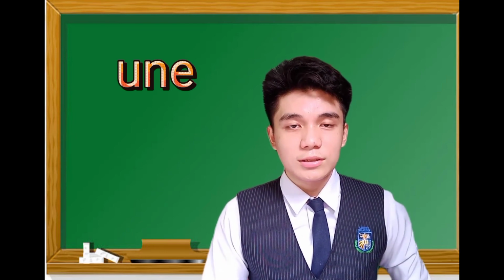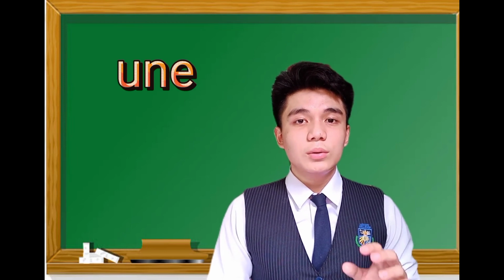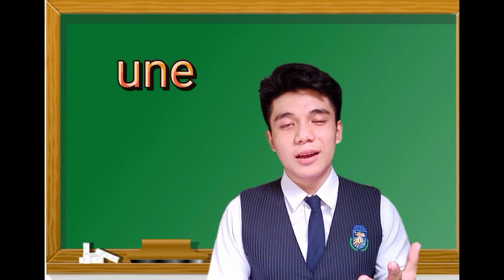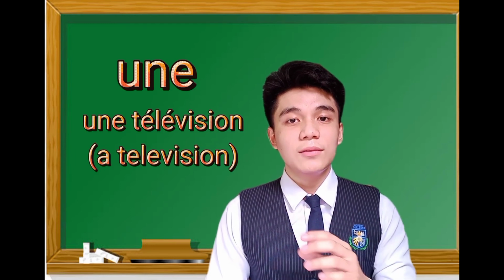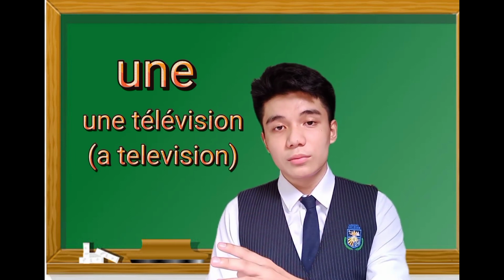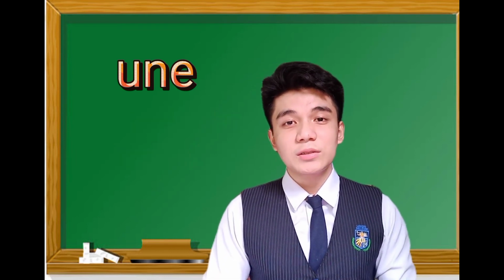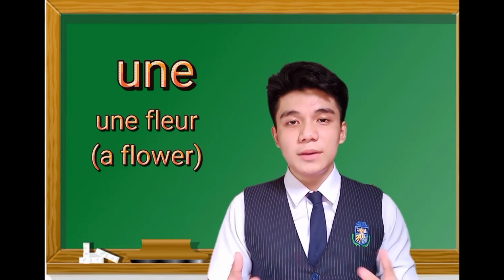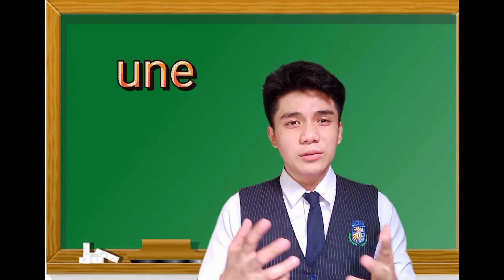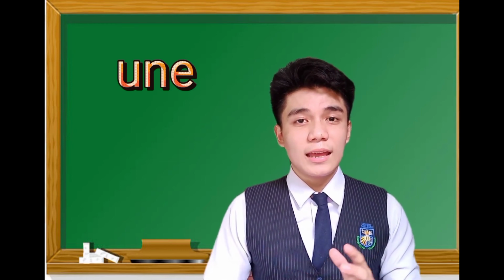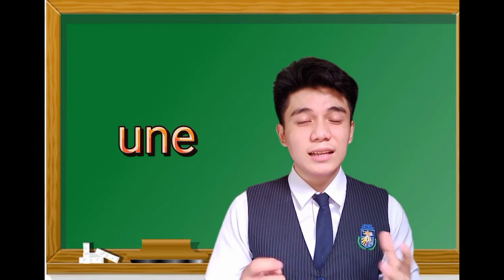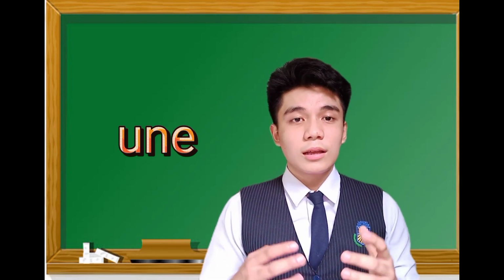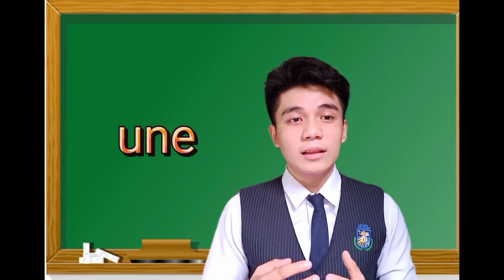So let me give you some examples, like une caméra, or a camera. The next one is une télévision, or a television. And the last one is une fleur, which means a flower. So as you can see, these words do not end in a or e, but they are still considered as female words with the indefinite article. So be careful in using the indefinite article of a female for a certain word.